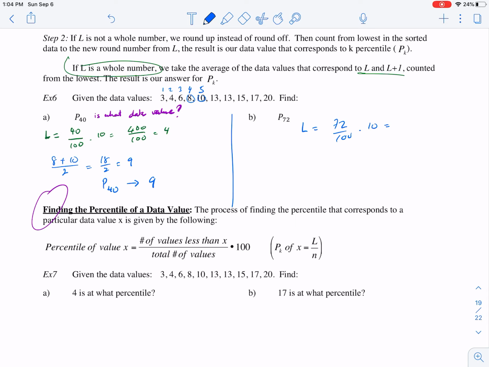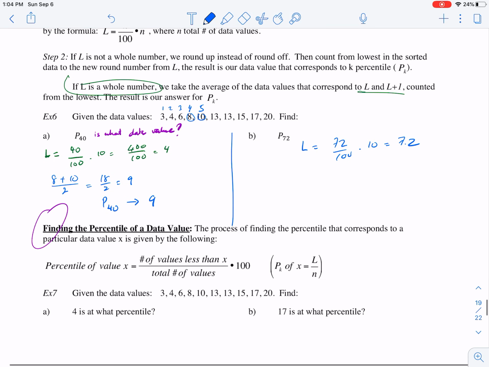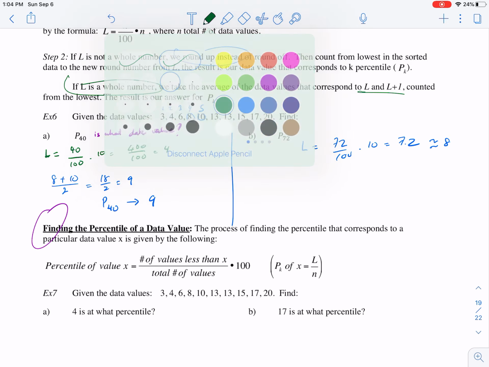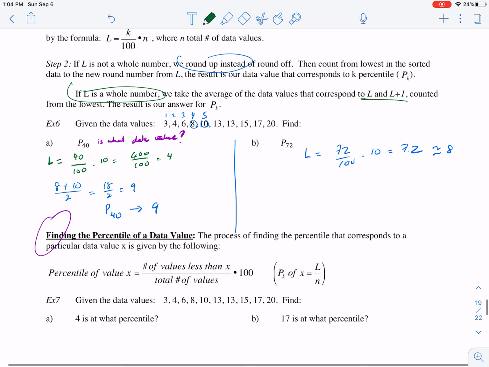720 divided by 100, so L is 7.2. It said if L is not a whole number, round up instead. So round up to 8. And then we count: 1, 2, 3, 4, 5, 6, 7, 8. So 15. So we can say 15.